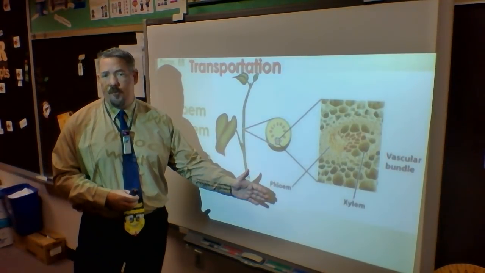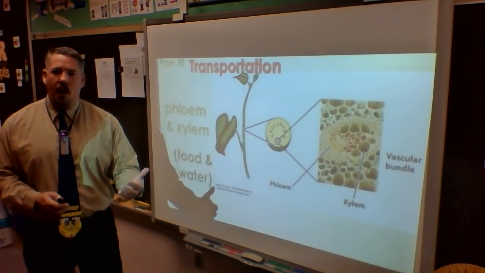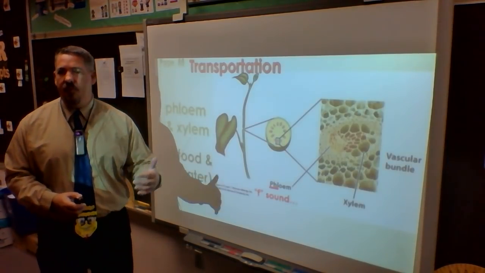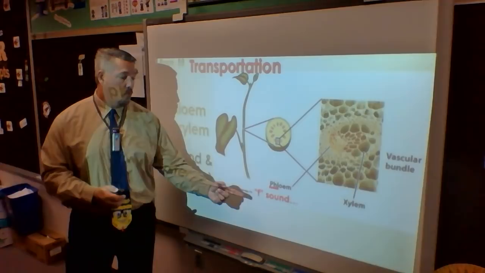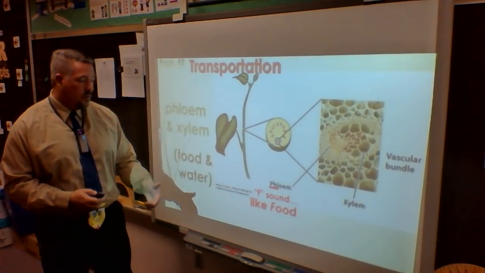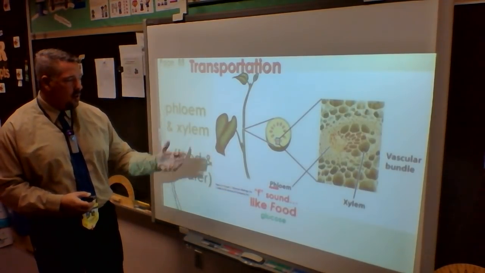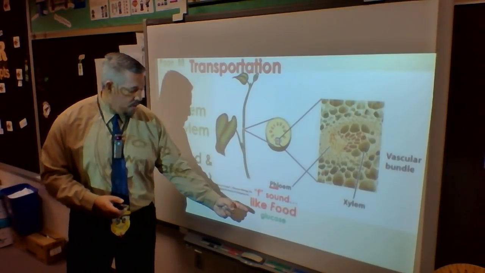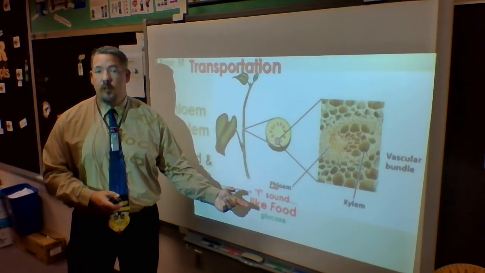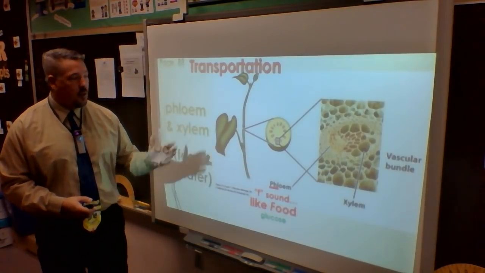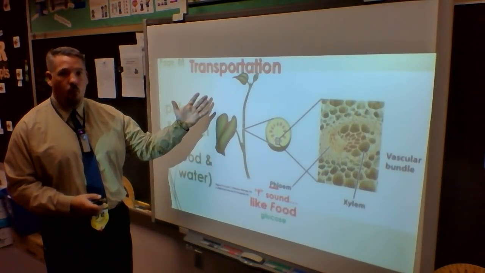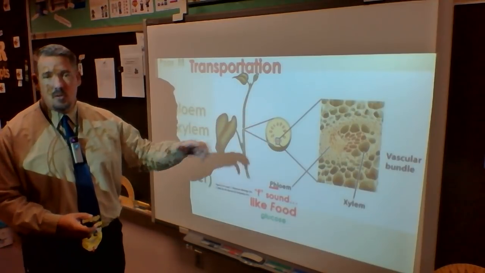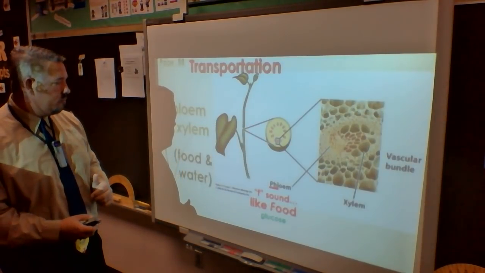So when I talk about phloem, it starts with pH, but it has the F sound. Well, so does the word food. So the glucose that's being carried from the leaves after photosynthesis throughout the plant is going to be carried in the phloem. The food is carried by the phloem, and it leaves the leaf where photosynthesis happens and goes throughout the body of the plant.